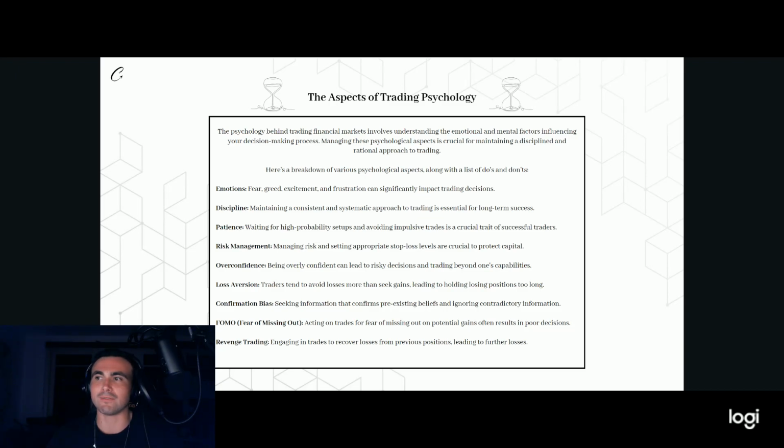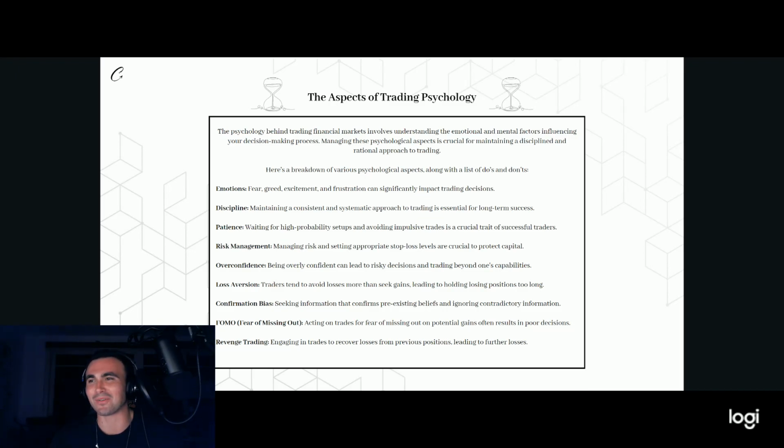Seeking information that confirms pre-existing beliefs and ignoring contradictory information, meaning that if you have performed your analysis, you believe an asset's price is going up, you buy, it goes down. If you have no risk management in place or no parameters in place, you tend to seek out additional confirmation through other trading ideas to confirm what you're seeing. Not a good way to trade.